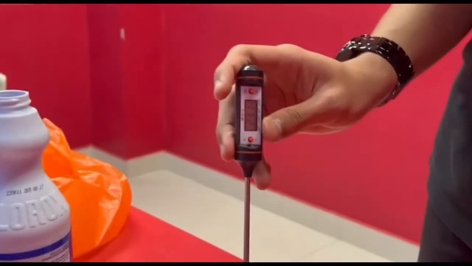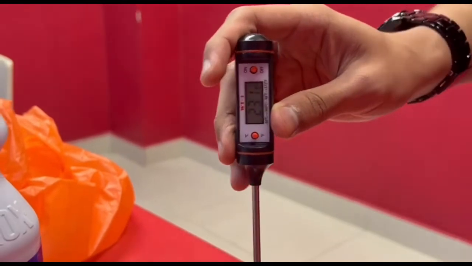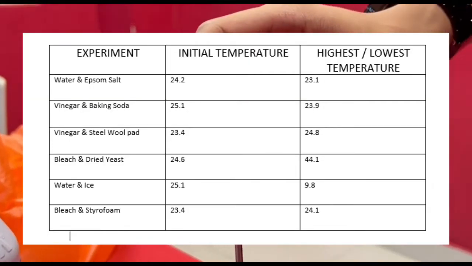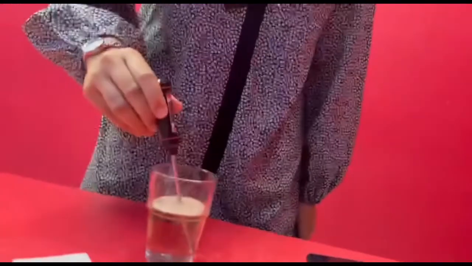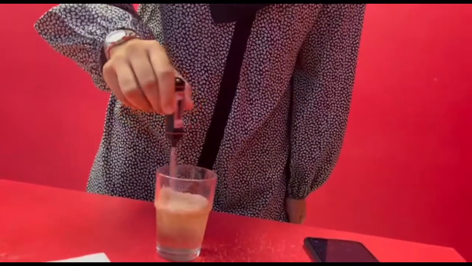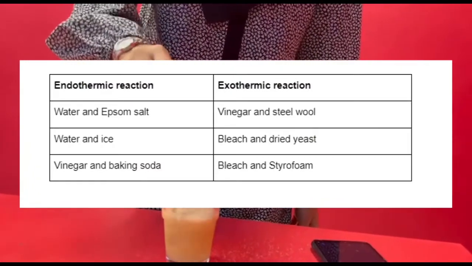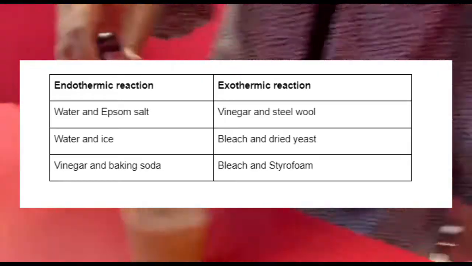There are 3 different temperatures obtained from each of the reactions, which are the initial temperature, lowest temperature, and highest temperature. Based on the results obtained, the reactions could be categorized into endothermic reaction and exothermic reaction. The classifications of reactions are as follows.